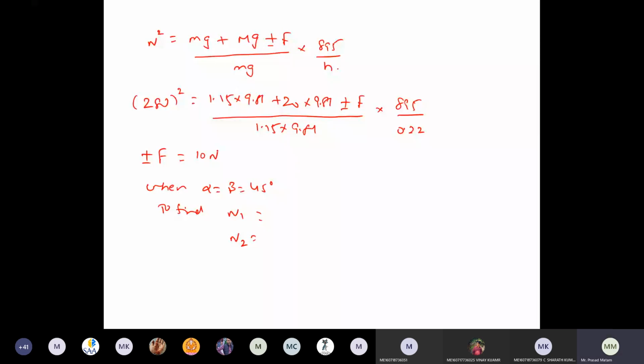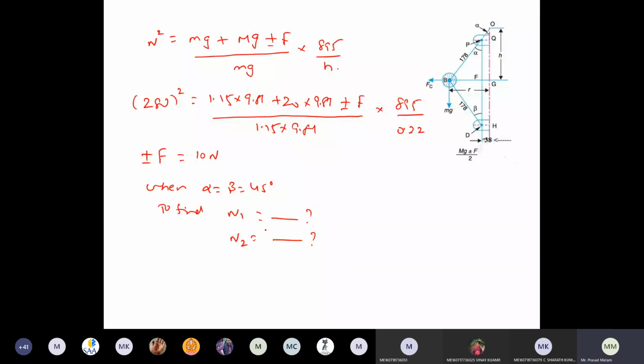Now let us solve further. So now when alpha is equal to beta is equal to 45 degrees, we need to find. Earlier alpha is equal to beta is equal to 30 degrees, we found the F value, the friction force. Now this alpha and beta is replaced by an angle of 45 degrees. Now when alpha and beta change to 45 degrees, we are supposed to find the minimum speed of the governor and maximum speed of the governor. How much is N1 and how much is N2?